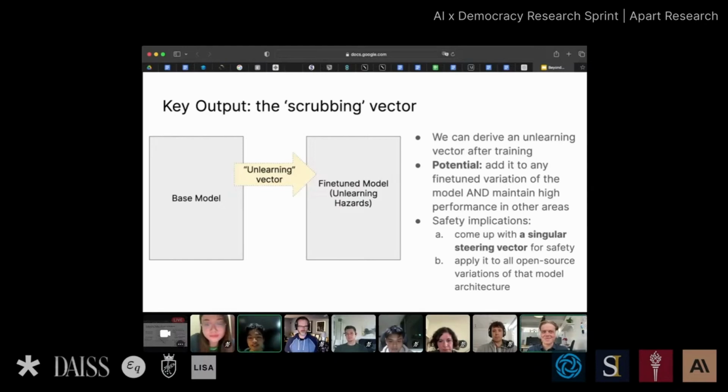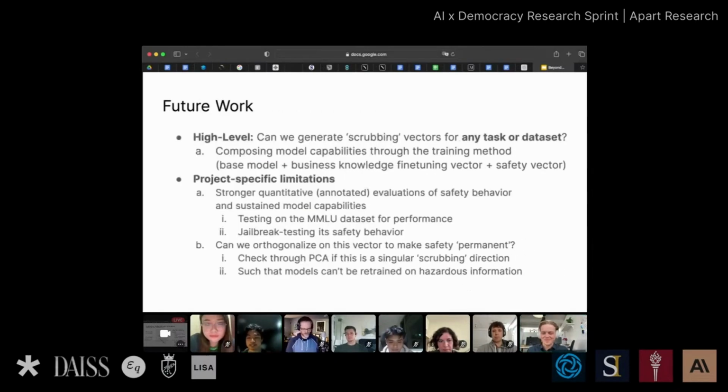Some implications of this in terms of safety: for open source models, we can come up with a safety vector and add it onto existing models, and then we can collaboratively develop that singular safety vector so we can standardize safety across open source models. And at the high level, the main question we want to ask is, is there a generic scrubbing vector for any task or data set?